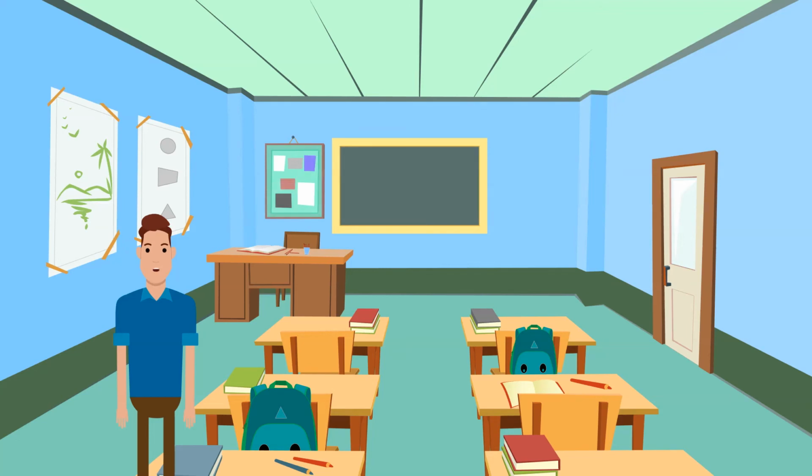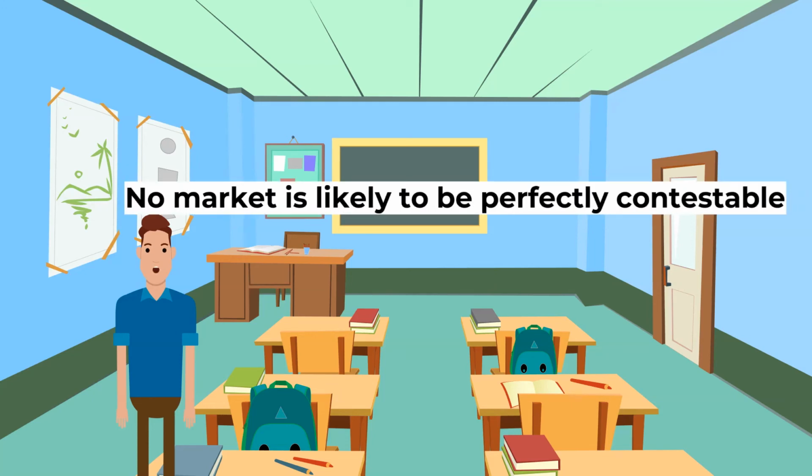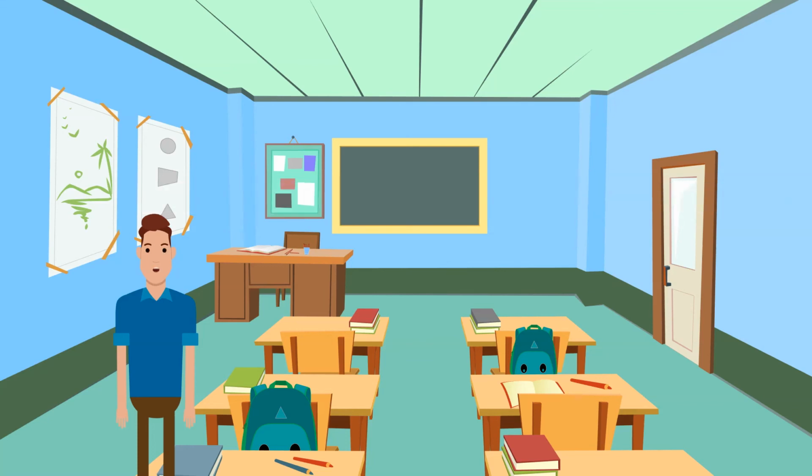A market with no sunk costs and no barriers to entry and exit is a perfectly contestable market. The more contestable a market, the more unstable it will be, as there can be regular hit and run competition. In reality, no market is likely to be perfectly contestable, as there is always likely to be some sunk cost. What are the reasons for increasing contestability?